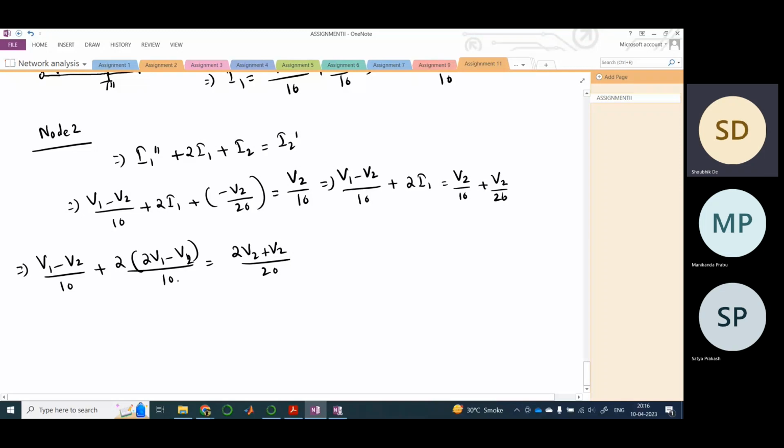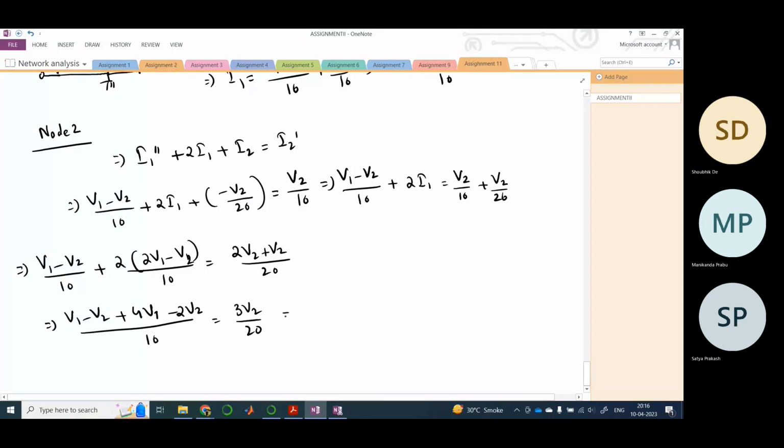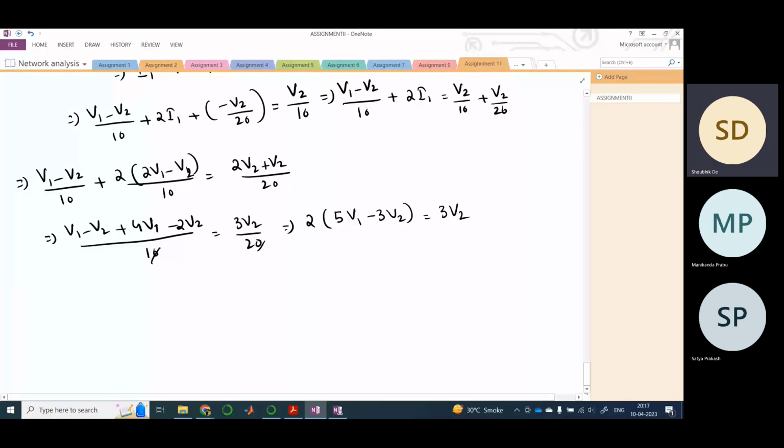V1 minus 2 V2 by 10 equals 3 V2 by 20. So this 2 gets cancelled and the other 2 comes to the left hand side. 5 V1 minus 3 V2 equals 3 V2. This is how much? 10 V1 minus 6 V2 equals 3 V2.